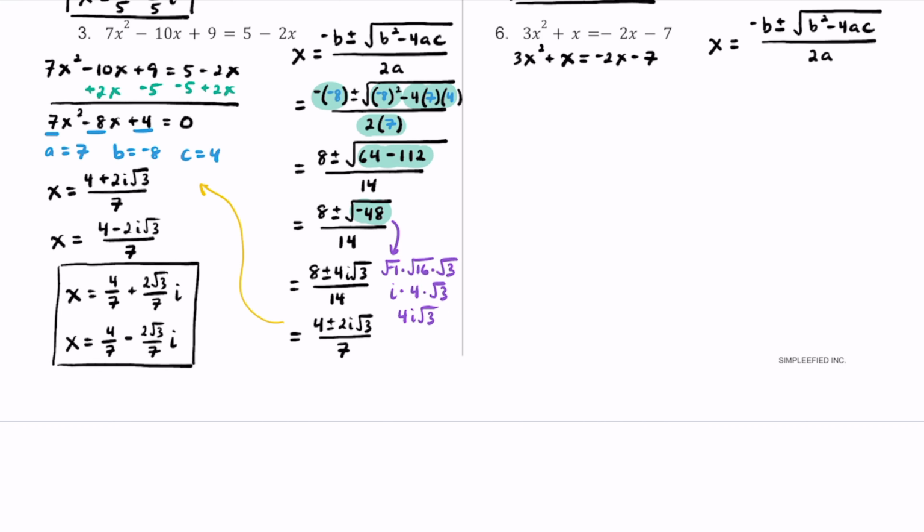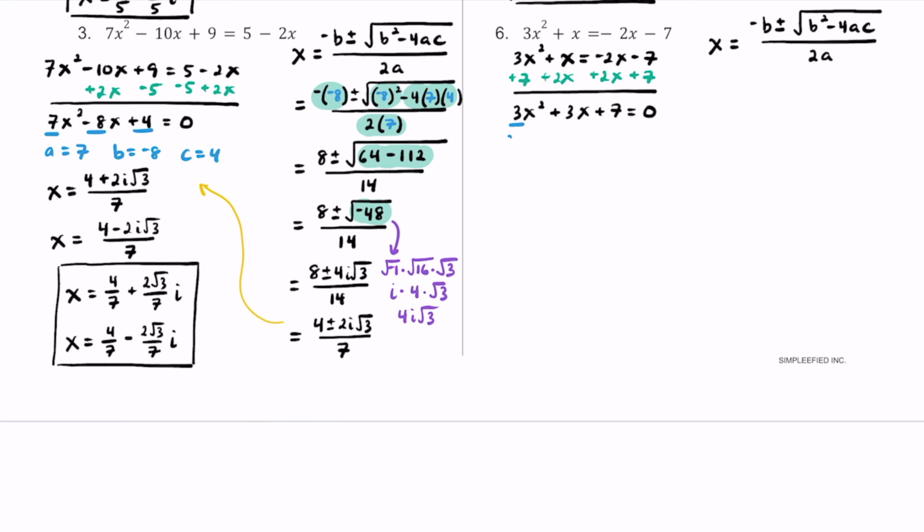So move everything from the right side to the left side. Let's add 2x and add 7 to the right side. So we'll add 2x underneath the x, but we'll also add a 7 as well. If we move everything to the left side, we're going to get 3x squared plus 3x plus 7, and that's going to be equal to 0. Now it's in standard form.